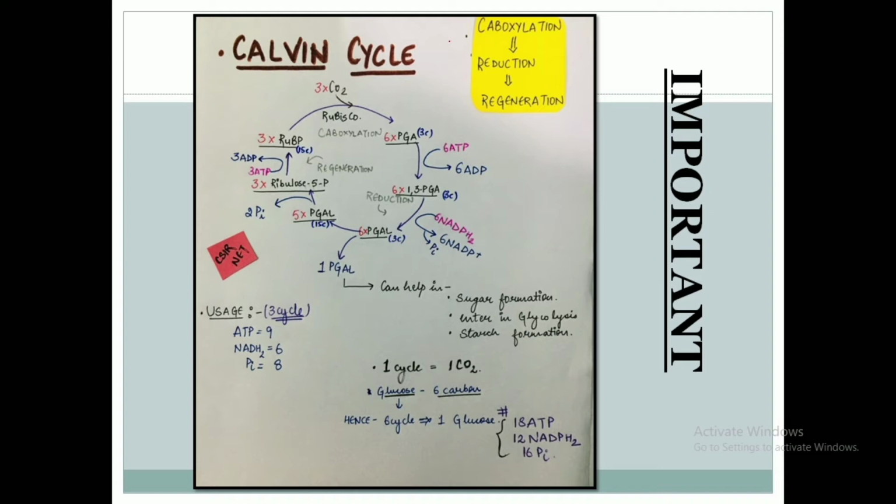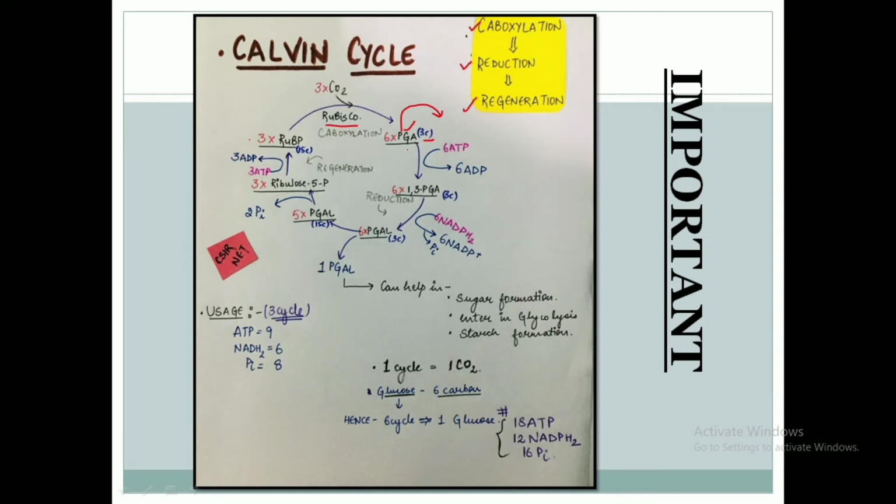Let's talk about the Calvin cycle now. The most important point to remember here is that there are 3 main steps in the Calvin cycle, and those steps are carboxylation, then reduction, and finally regeneration. So let us look into the cycle now. First of all, RuBP, that is ribulose 1,5-bisphosphate, and carbon dioxide combine together in the presence of the enzyme Rubisco and get converted into PGA, which is a 3-carbon compound and also the first stable compound of the Calvin cycle.